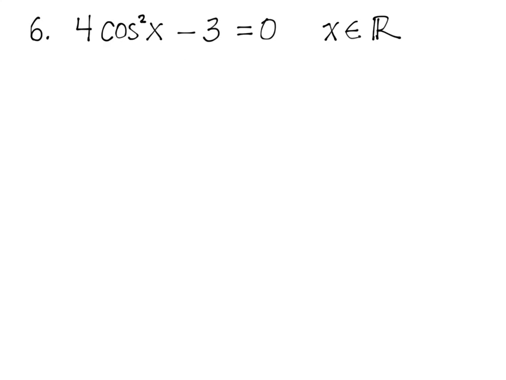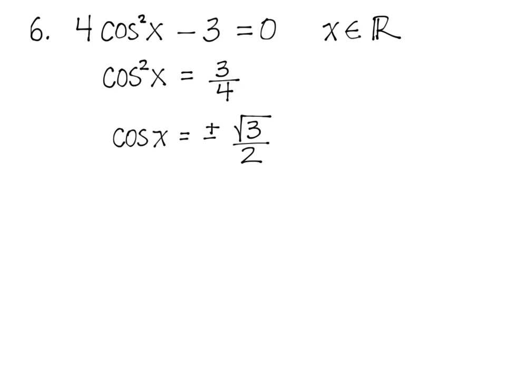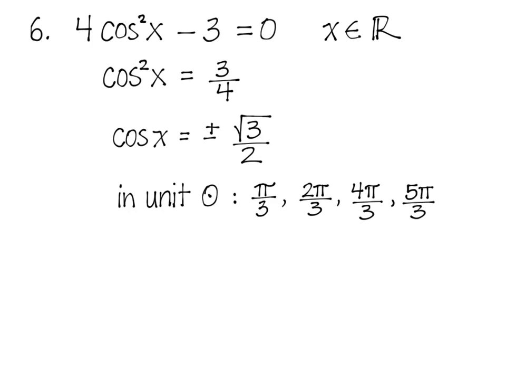And our last one, again, it is a set of all real numbers. So we've got this problem. We're going to add 3 and then divide by 4. Then we're going to take the square root, and we get both positive and negative square root of 3 over 2. And in the unit circle, you start looking at all of these possibilities in one unit circle and realize there's a pattern involved.